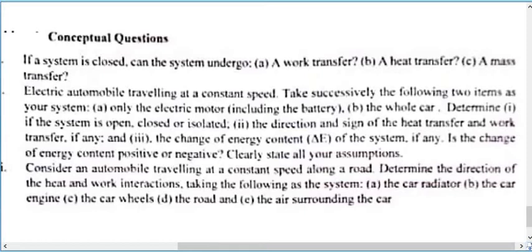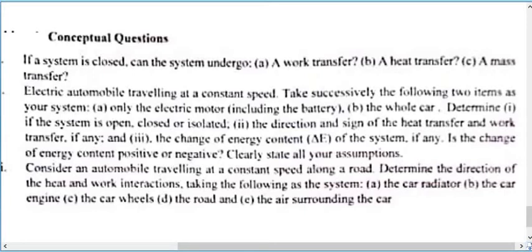Roman 3. Consider an automobile traveling at a constant speed along a road. Determine the direction of the heat and work interaction, taking the following as the system: (a) the car radiator, (b) the car engine, (c) the car wheel, (d) the road and the air surrounding.